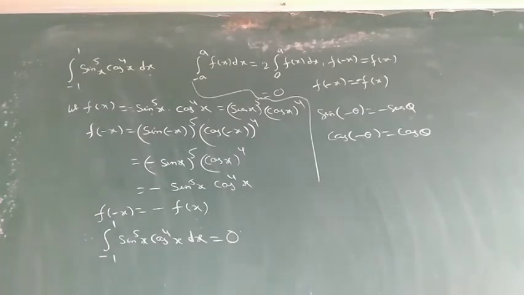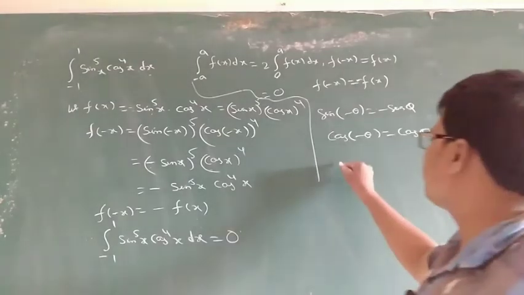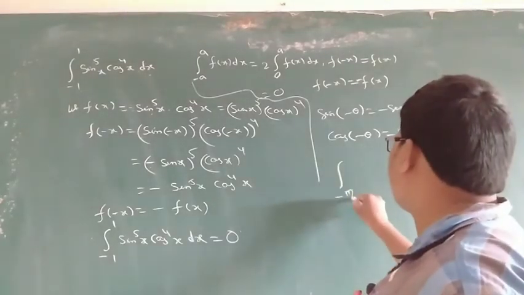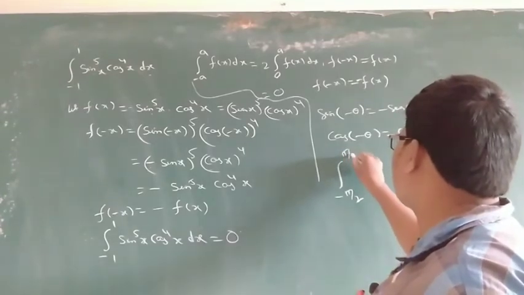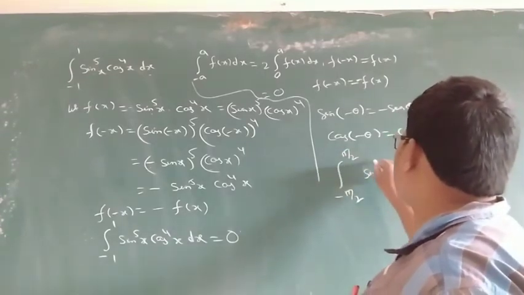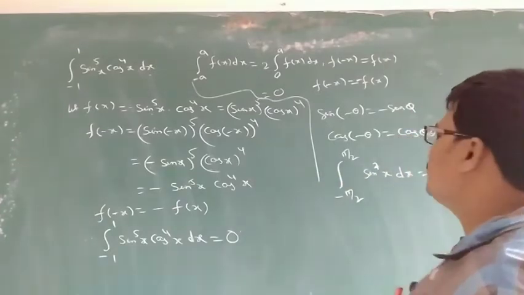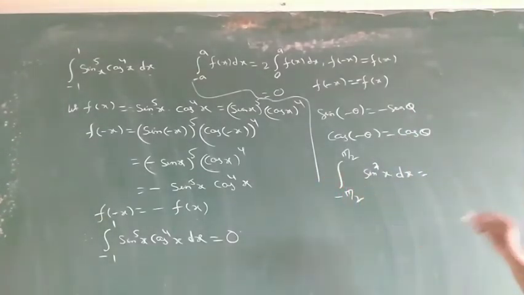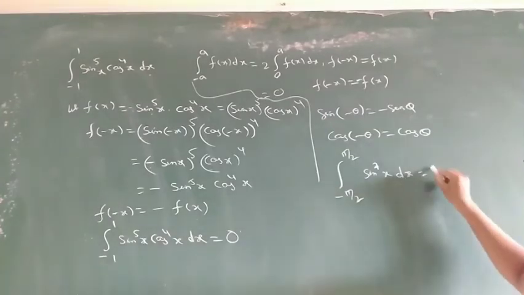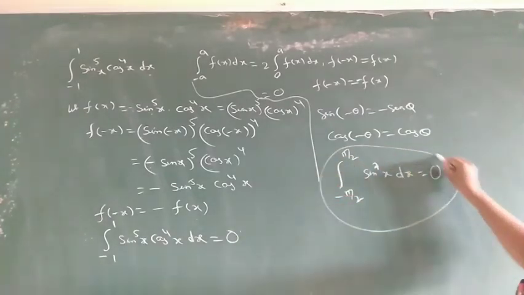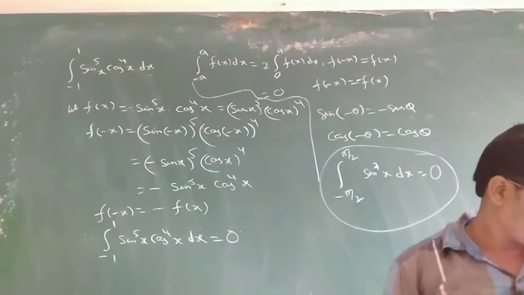At the same time, this is also integral minus pi by 2 to plus pi by 2 of sine power 7x dx. This is also the same procedure. This is also an odd function, so the value you will get is 0.